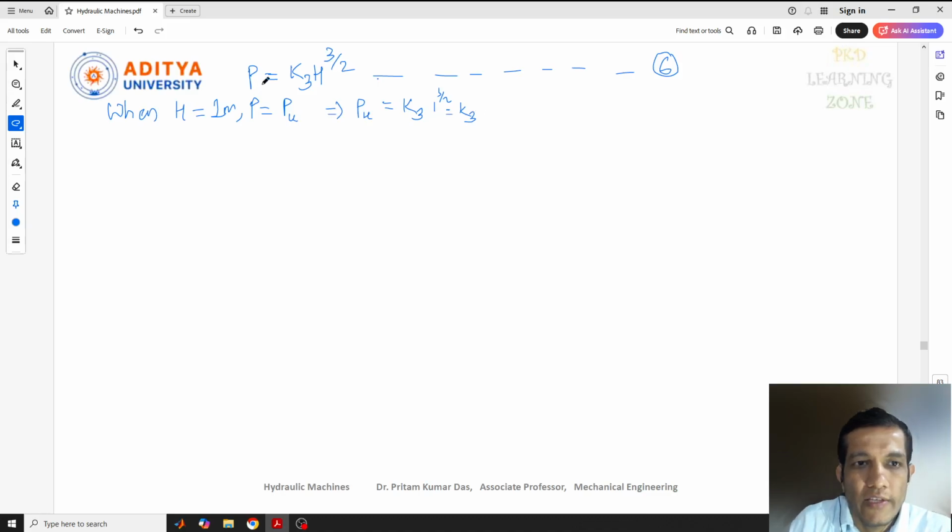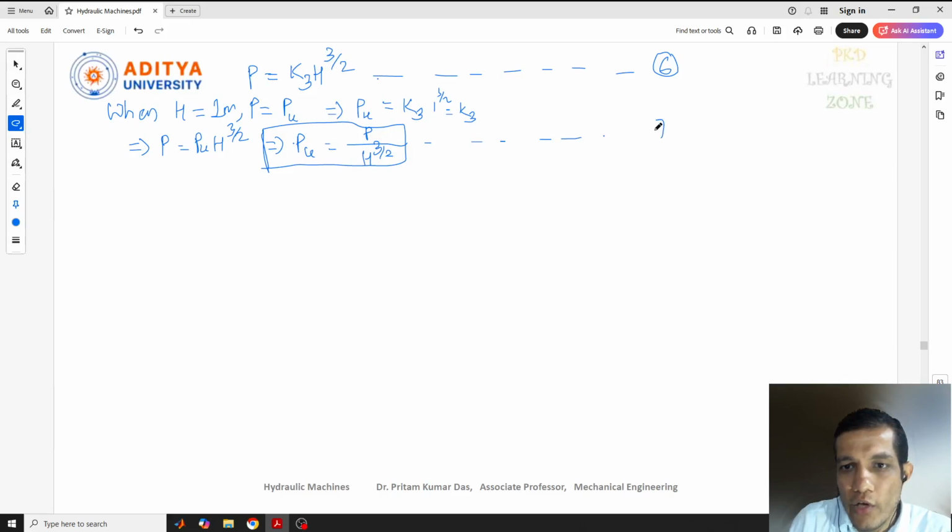Just again put the value in this equation. So what we'll get here: P equal to PU times H to the power 3 by 2. But what is our target? I told you that we need to find out the unit power, unit discharge, unit speed. So I'll keep PU on one side and the remaining terms on the other side, like P by H to the power 3 by 2. This is our unit power, and we can call this equation number 7. The previous one I gave equation number 6.